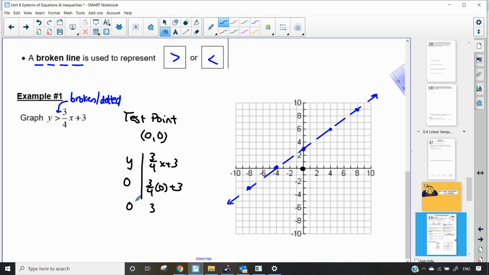And when I look at that statement, 0 is greater than 3. This is a false statement. So this is not true, meaning that 0, 0 does not fall within the solution region. So I'm instead going to shade this side.